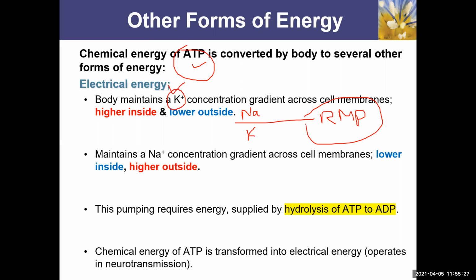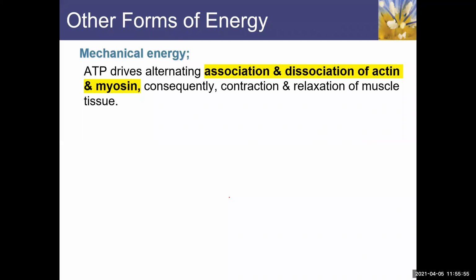Remember the active transport? Yes, that active transport needs ATP, right? So how did we generate those ATP? Those ATPs were generated by this process over here, right? So just trying to explain that the chemical energy of the ATP will be transformed into the electrical energy in your neurons as well as in the sarcolemma of the muscles.